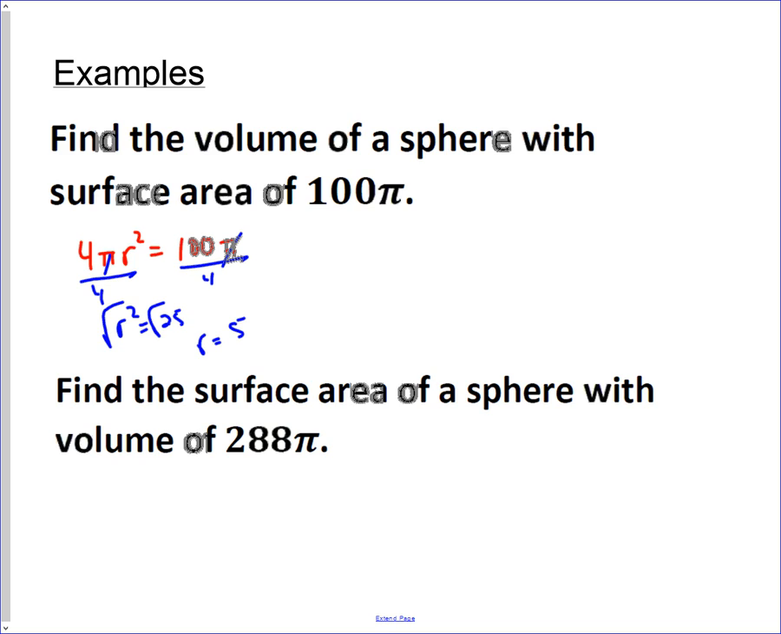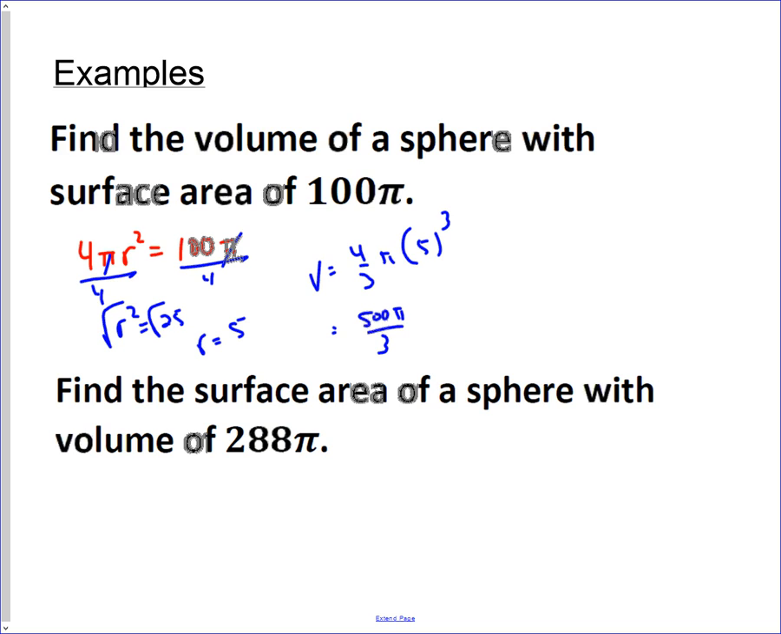So that's the radius. And then the volume, don't forget, is simply 4/3 pi times whatever your radius is cubed, which for us turns out to be 500 pi over 3 is the volume of this sphere that is being discussed. So we know the radius is 5, and that's what it came up with for the surface area.